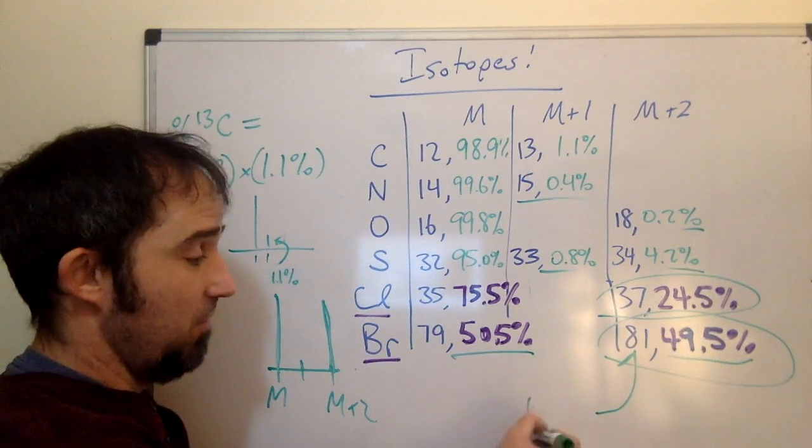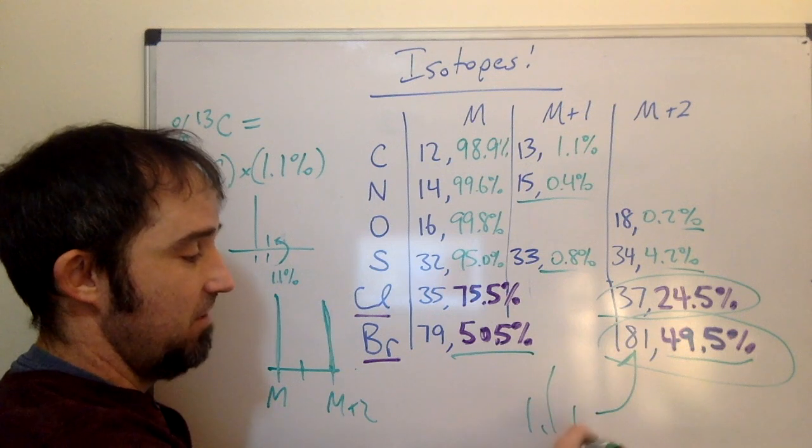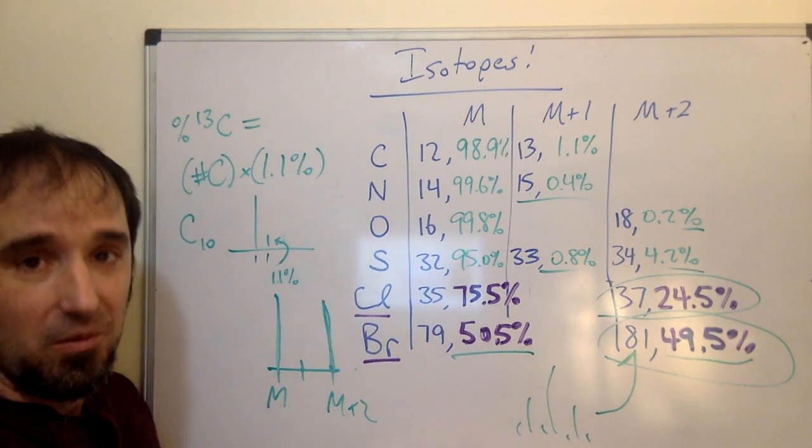If I have 2 bromines in the molecule, now I get these kind of triplet-y things that almost look NMR-ish.